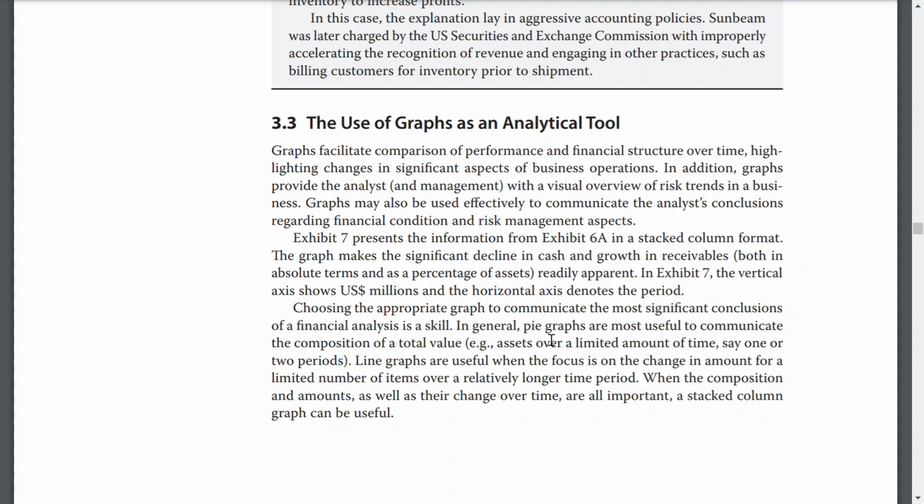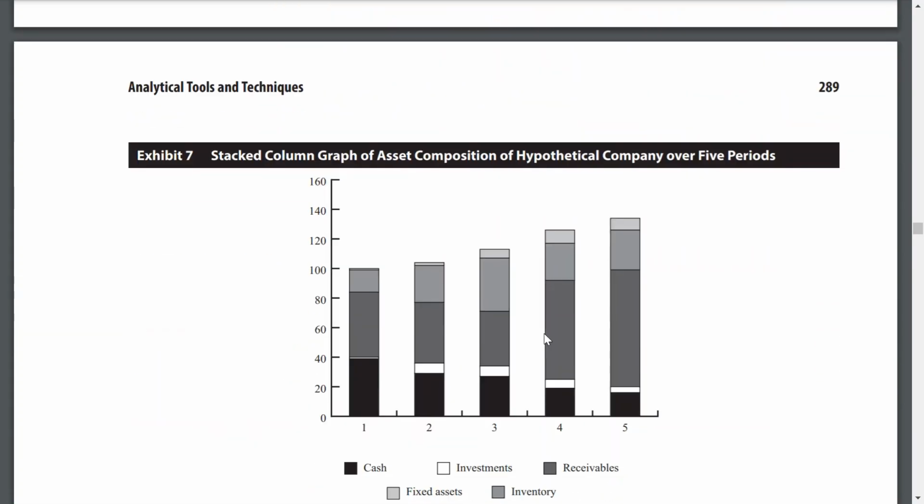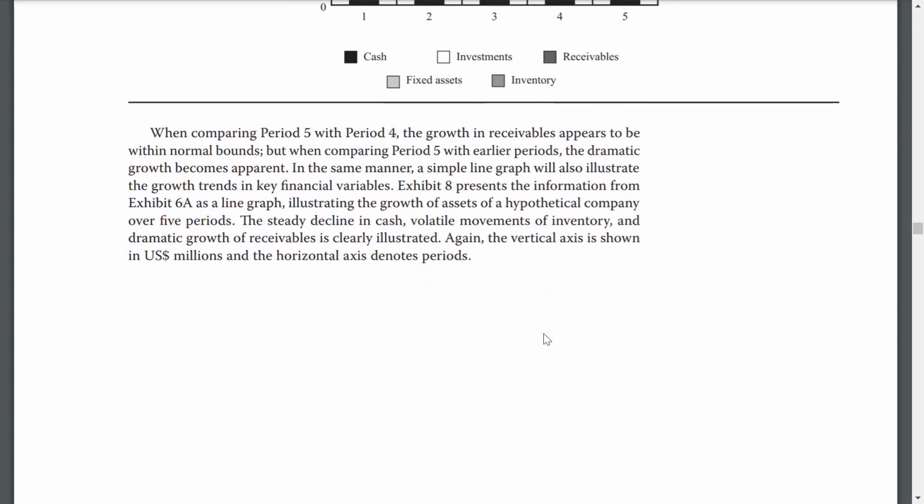In general, pie graphs are most useful to communicate composition of total value. Line graphs are useful to focus on the changes in amount for a limited number of items over a relatively long time period. When the composition and amounts as well as their changes over time are all important, a stacked column graph can be useful. When comparing period 5 with period 4, the growth in receivables appears to be within normal bounds. But when comparing period 5 with earlier periods, the dramatic growth becomes apparent.